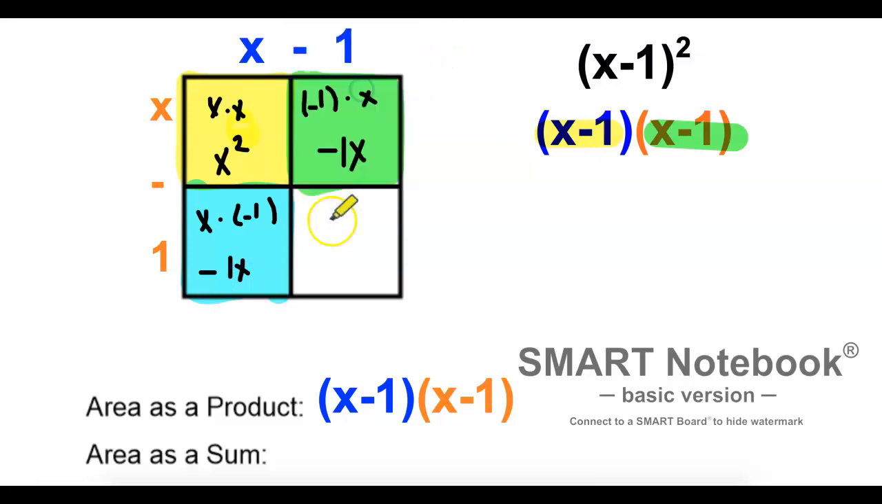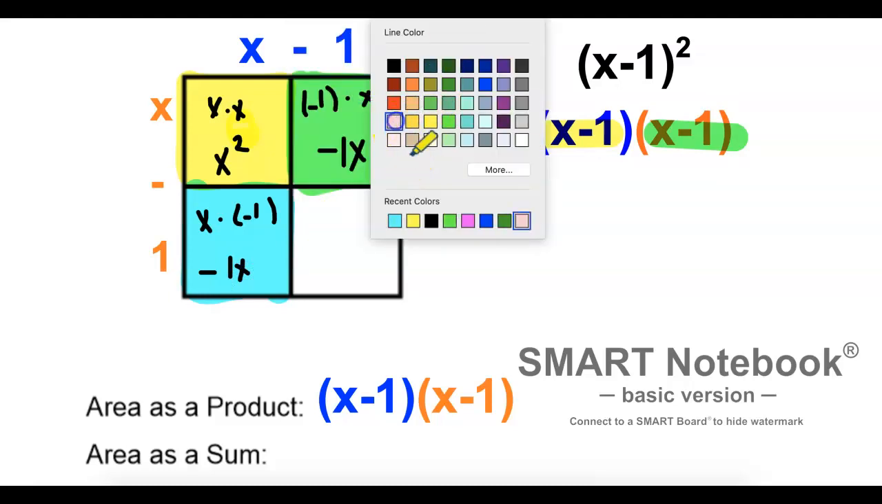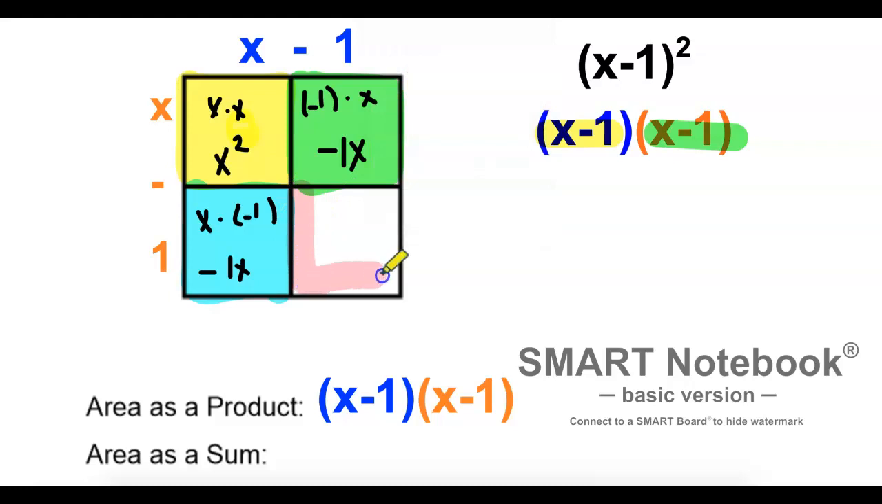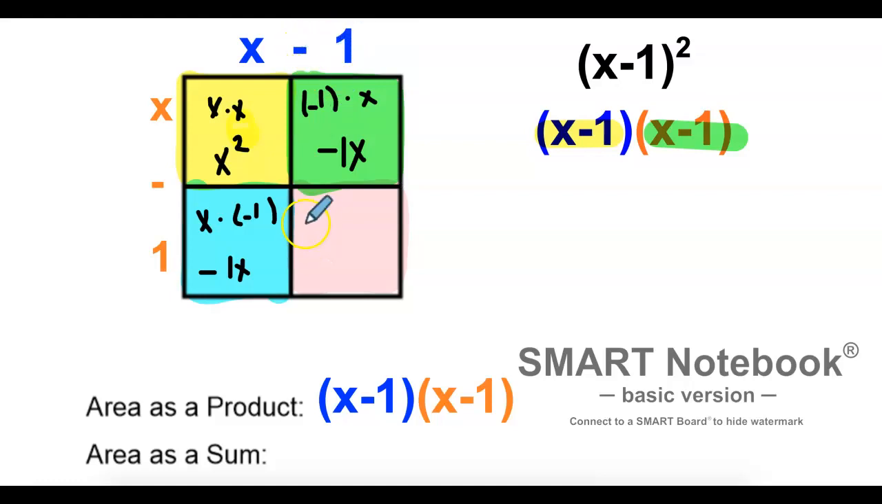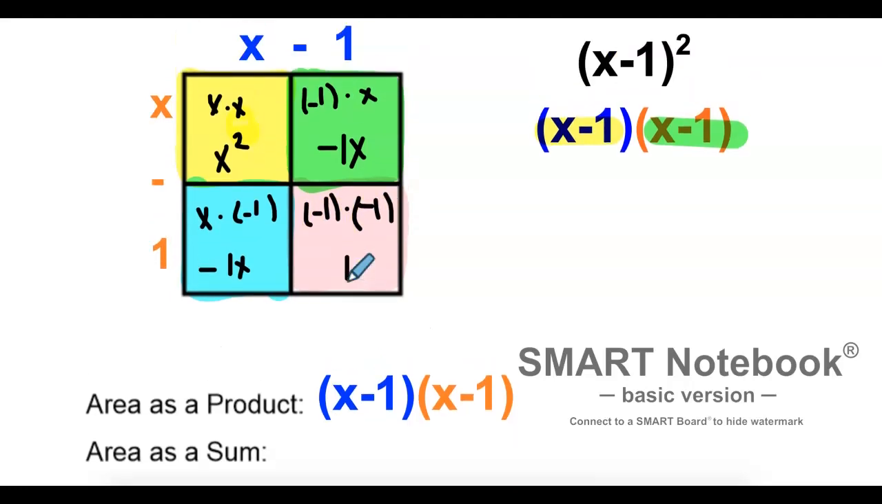And then finally, I need to fill in one more area here in my generic rectangle. So I'm going to make this one pink. So to figure out what goes in my pink box, we're going to take the top of the box, which is -1. Remember, we have to keep that negative sign with that. And we're going to multiply it by the side of this pink box, which is -1. A negative times a negative is a positive, so -1 times -1 gives us +1. So then we've filled in the generic rectangle.